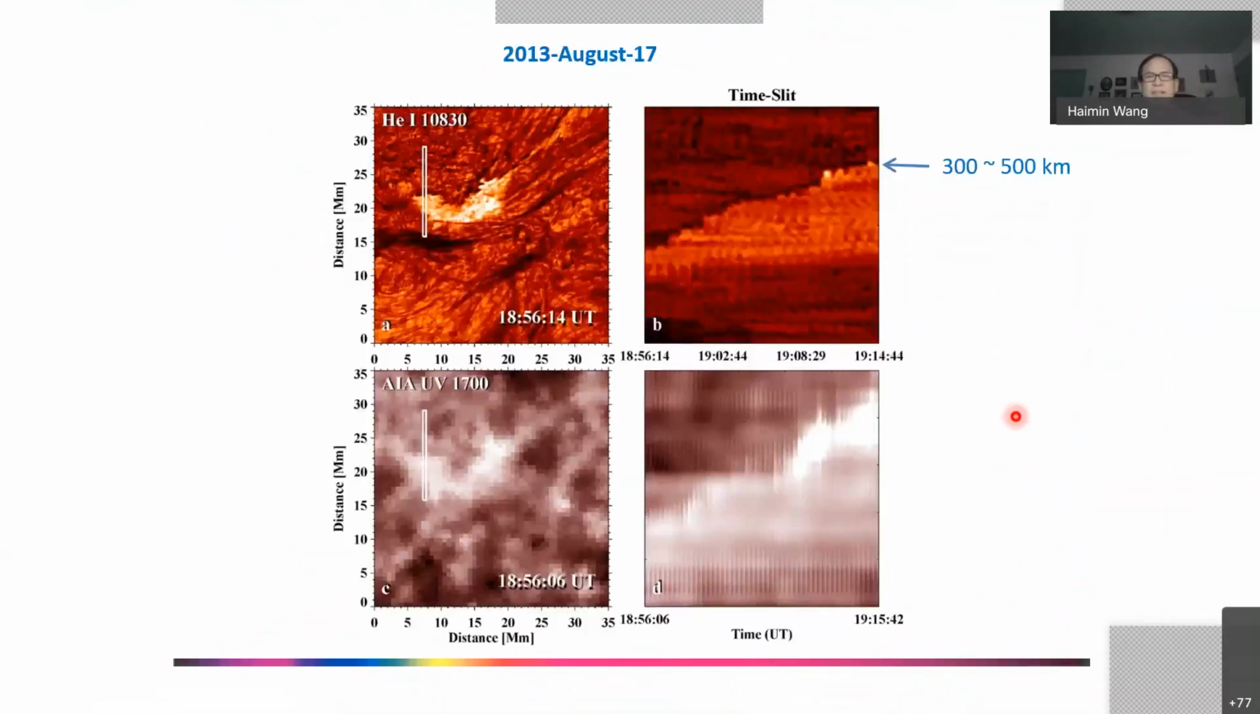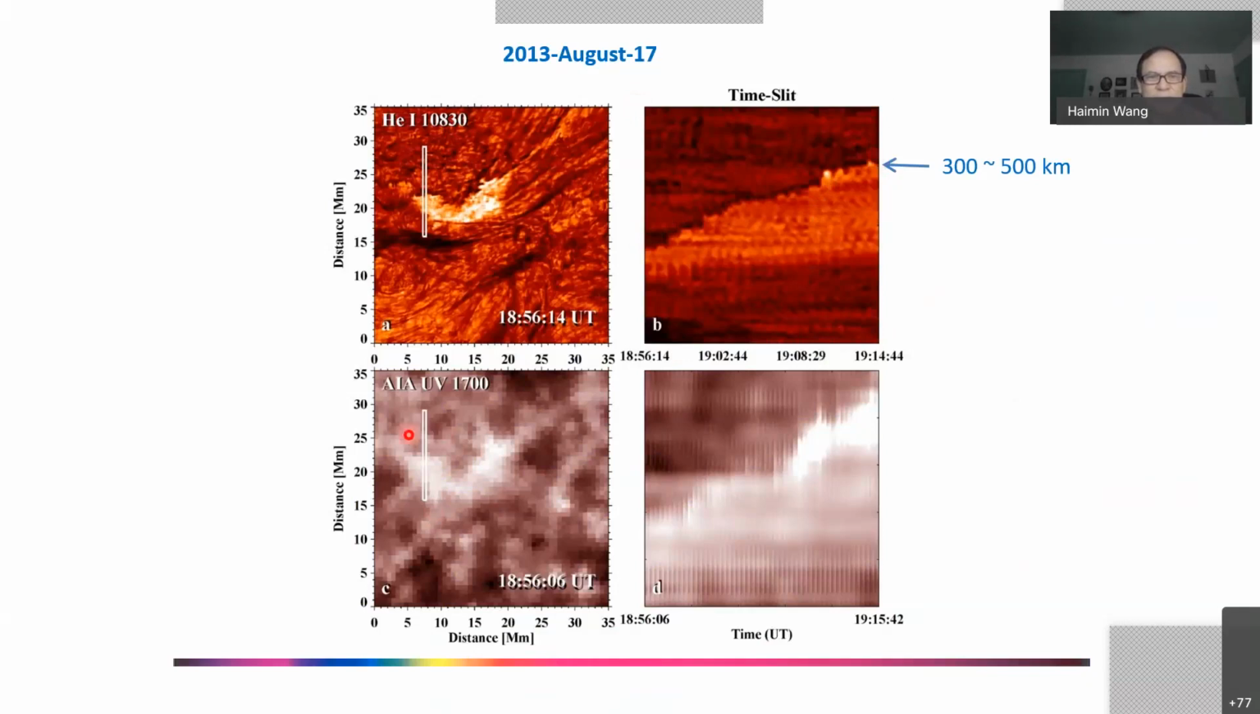If you make a slit there, do a so-called time distance plot, what you will see is as time goes on, in the 10830, you have a propagating ribbon. This is time and this is space. The propagating ribbon is dark. There is an earlier study, we used the D3, that shows a similar thing, but this is the first time we show it in the 10830. And trailing that, it's bright, okay?